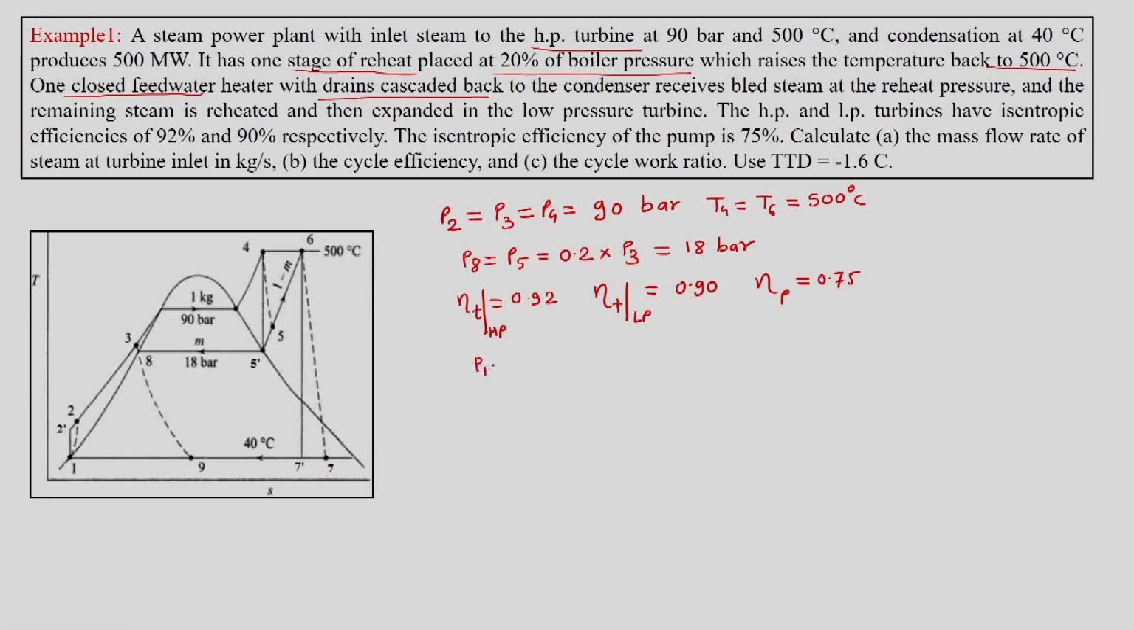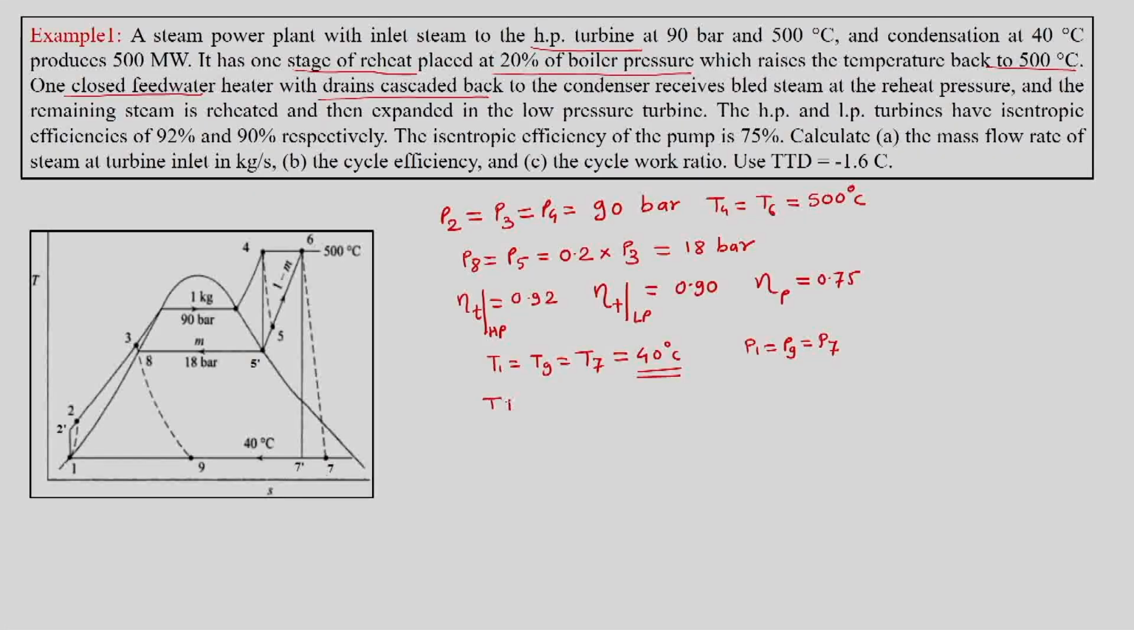We are also told that P1 is equal to P7 is equal to P9 is equal to the pressure corresponding to 40 degrees Celsius. So practically we are given T1 is equal to T9 is equal to T7 is equal to 40 degrees Celsius. So we know P1 is equal to P9 is equal to P7, and that is equal to the pressure corresponding to 40 degrees Celsius saturation temperature.